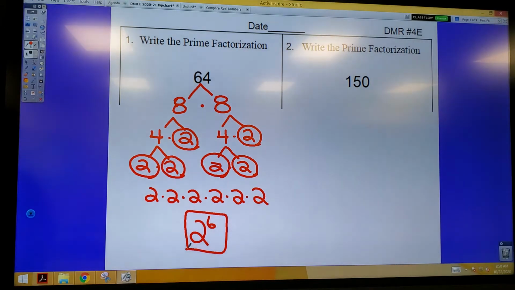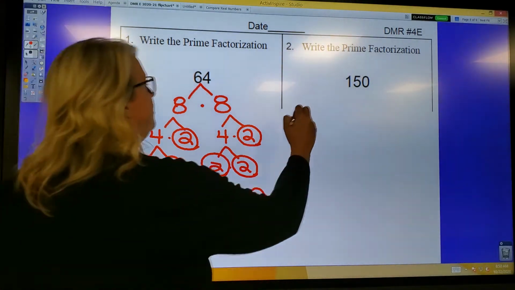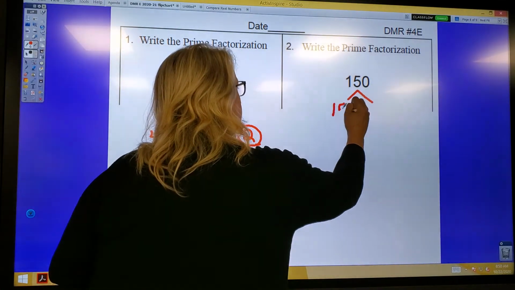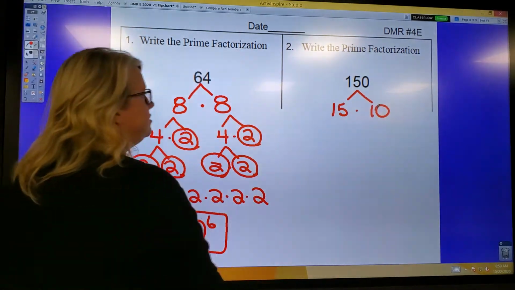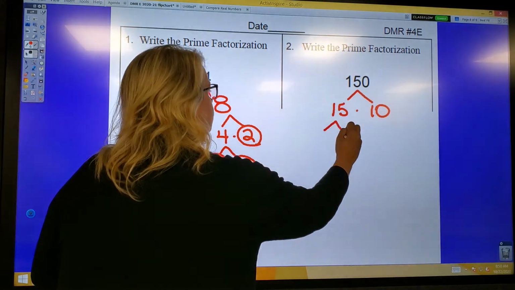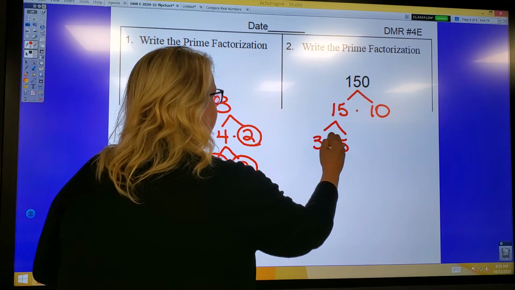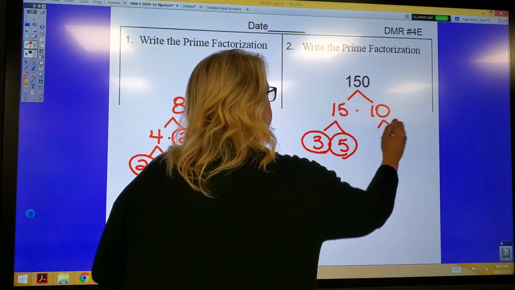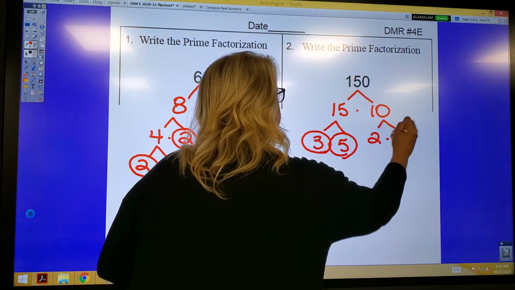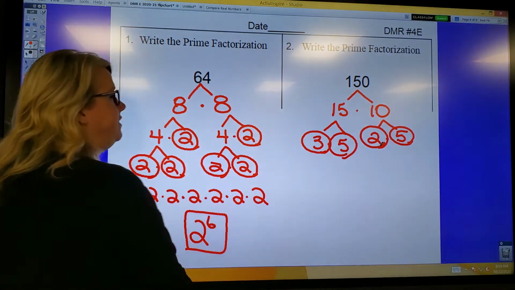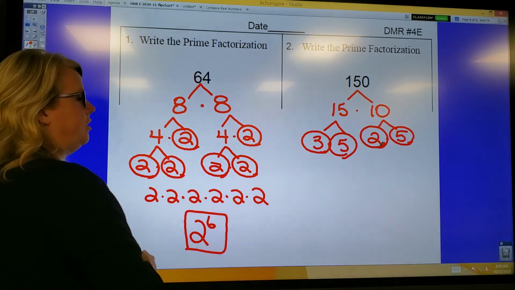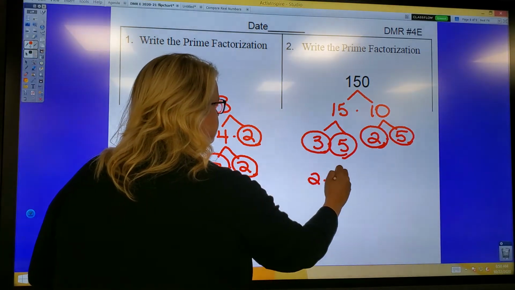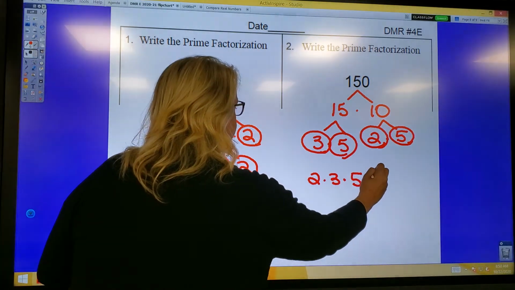All right, and then we have number 2, which is 150. Since 150 ends in a 0, I'm going to do 15 times 10. Neither one of those numbers is prime. 15 would be 3 times 5. Both of those are prime. And 10 would be 2 times 5. Both of those are prime. Now I'm going to write these 4 prime numbers in numerical order. 2 times 3 times 5 times 5.